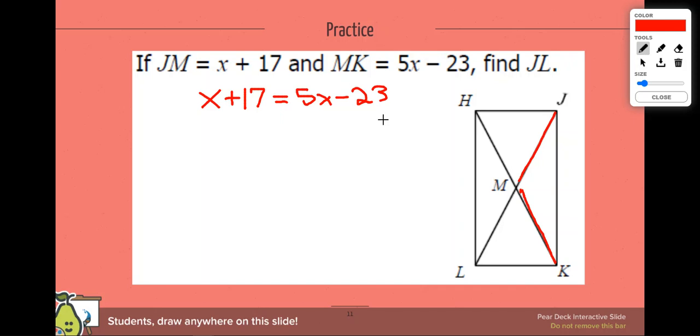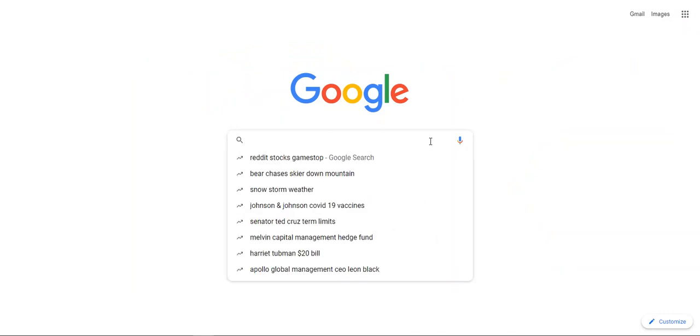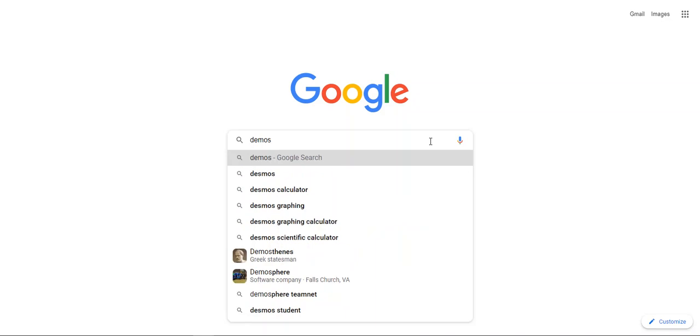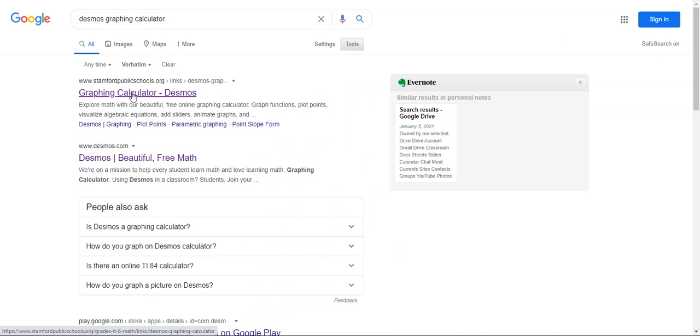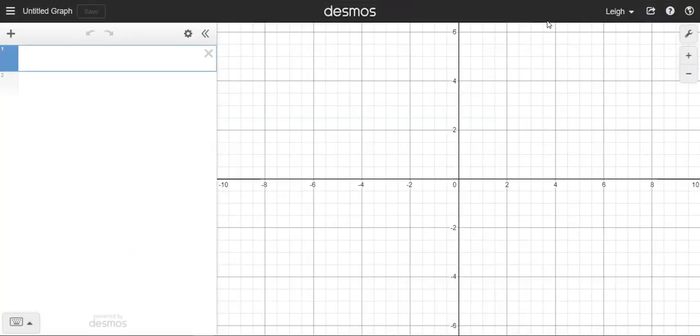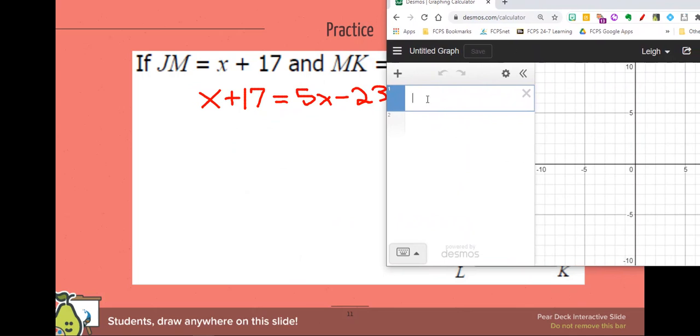Now we're going to solve. And guys, we're going to do it using Desmos because we're going to be doing a lot of algebra in the next couple of days, and we want to make sure that we're able to get that done at a decent pace. I don't want you guys to spend an inordinate amount of time doing the algebra. I would like you to be able to identify the relationships. So we're going to type this in. X plus 17 is equal to 5x minus 23.